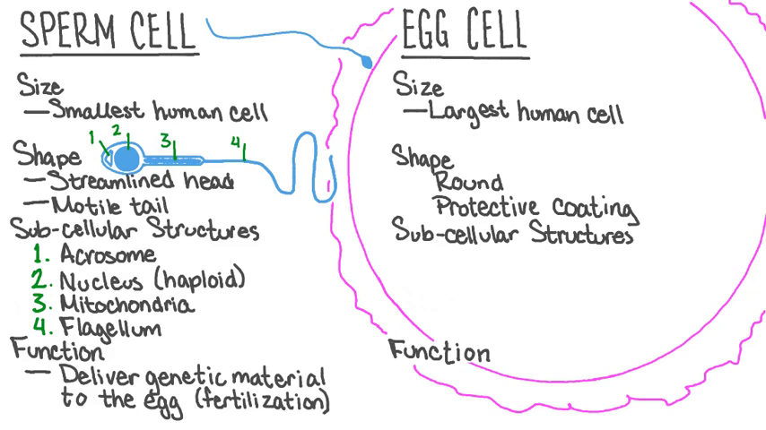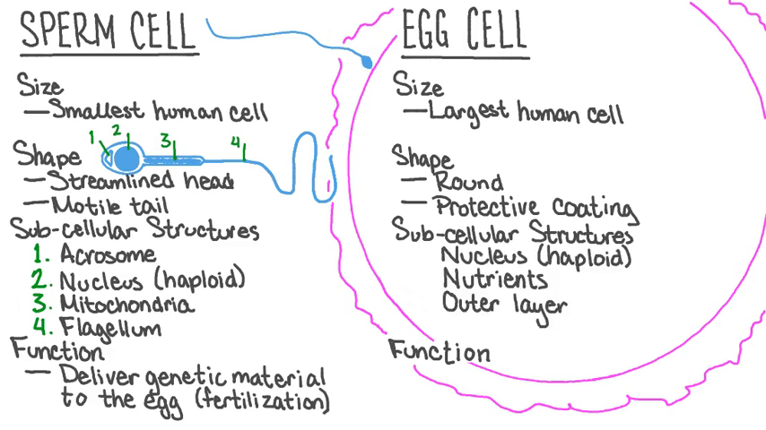In contrast, the egg cell is large and round. It also has a protective coating that serves the purpose of helping to ensure that only one sperm fertilizes the egg. Like the sperm cell, the egg cell is haploid, which means that it contains half the normal number of chromosomes. In this way, when the sperm cell and the egg cell fuse, the cell has the normal number of chromosomes needed for reproduction. The cytoplasm of the egg cell also contains a high concentration of nutrients, which support the development of the early embryo after fertilization.